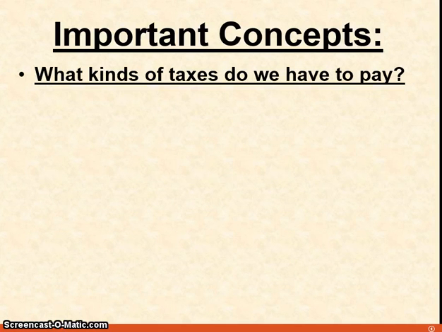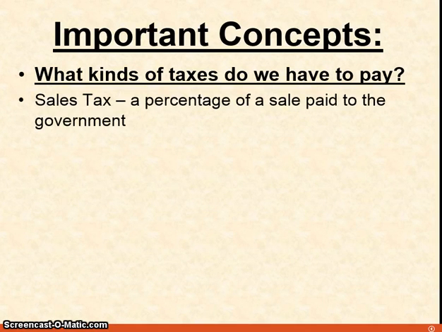So what kinds of taxes do we have to pay? There are different types. The first is sales tax. It is the one that you pay the most often. This is a percentage of a sale paid to the government. So you pay this every time you buy a non-necessary item.